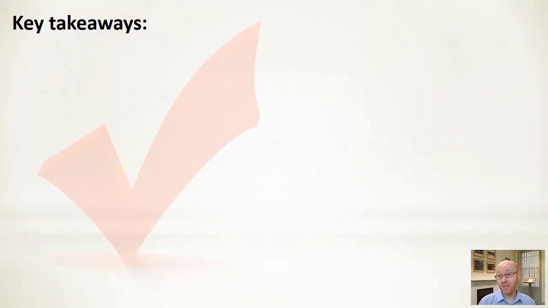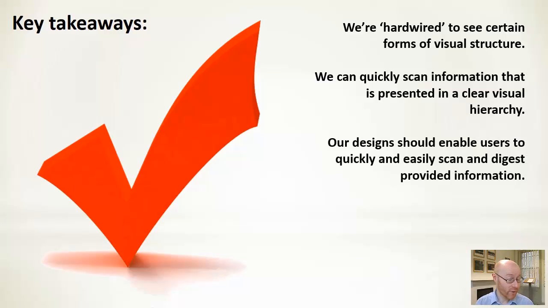Key takeaways in this: we are indeed hardwired to see certain forms of visual structure. We can very quickly scan information. We're very good at scanning things, looking down, and if you design a structure that maps on well to how we do scan, then we can go through that very quickly. We can get a feel for it. We can decide if something's relevant or not relevant. The challenge for us, I suppose, as designers is how do we structure things in a way that the user can quickly and easily scan it. And we'll see some more examples of how to do that in some of our later UX design talks.